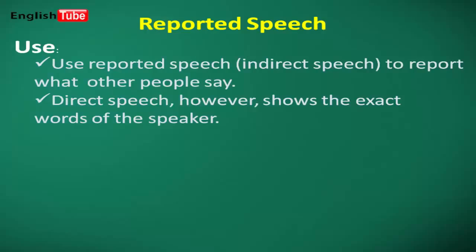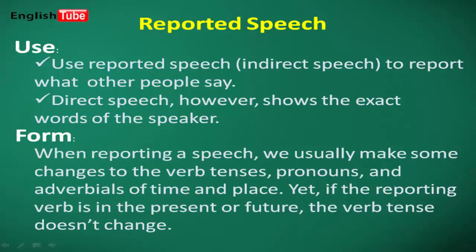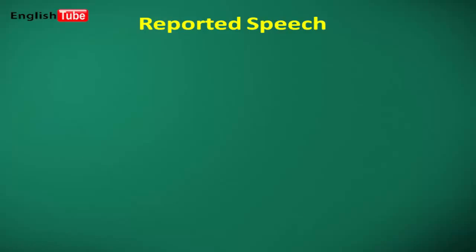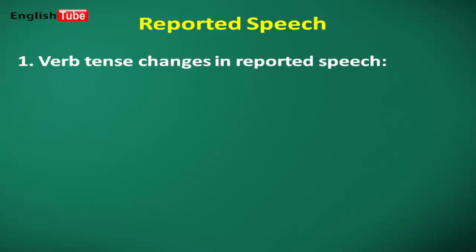Now, let us have a look at the form of reported speech. There are certain changes that occur when it comes to reported speech. When reporting a speech, we usually make some changes at the level of verb tenses, pronouns, and adverbials of time and place. Yet, if the reporting verb, or what we call the introductory verb, is in the present or future, the verb tense does not change at all. All that you need to change are certain pronouns and adverbials of time and place, and some indicators of time too.